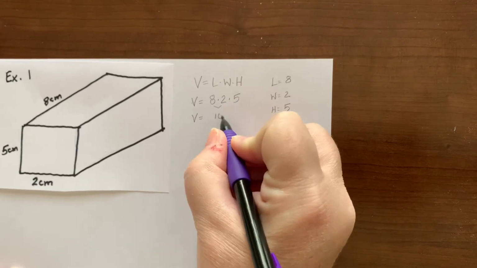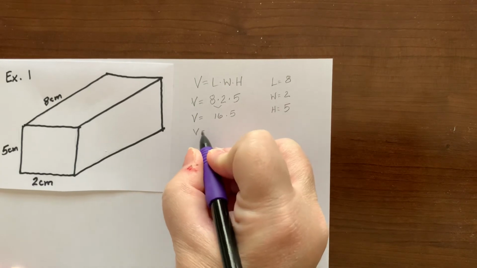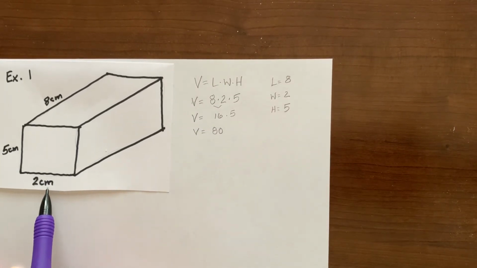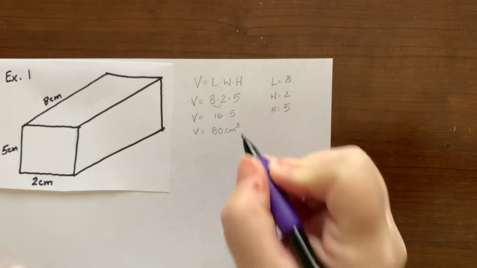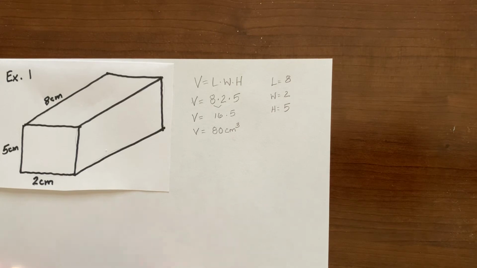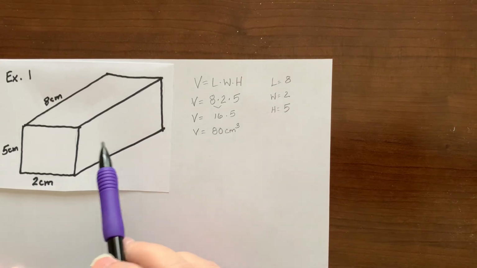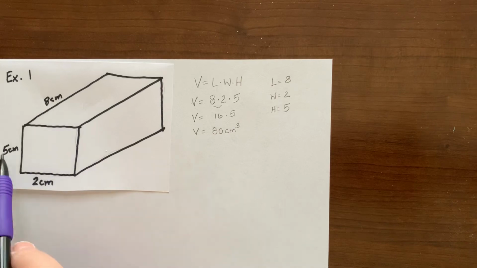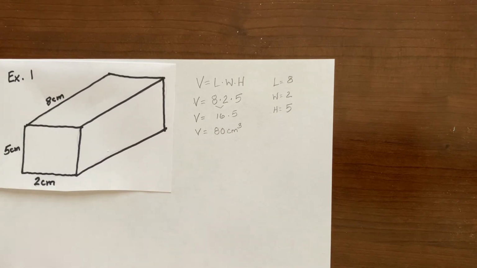So 8 times 2 is 16, and then I bring down my multiplied by 5. 16 times 5 is 80. Now, I always need to look at what the units are that they've given me, and I need to make sure that I cube this instead of squaring it. That's very important because that tells any other mathematician who picks up my example that I cubed it because it had 3 different dimensions to it. So that is example number 1.